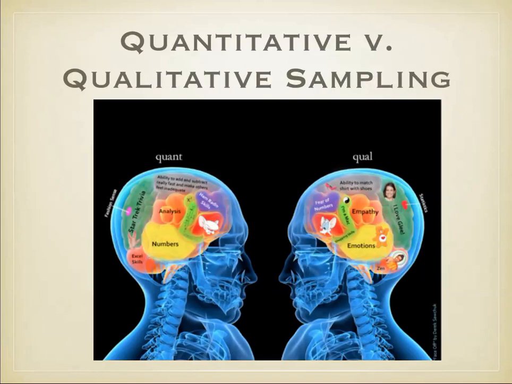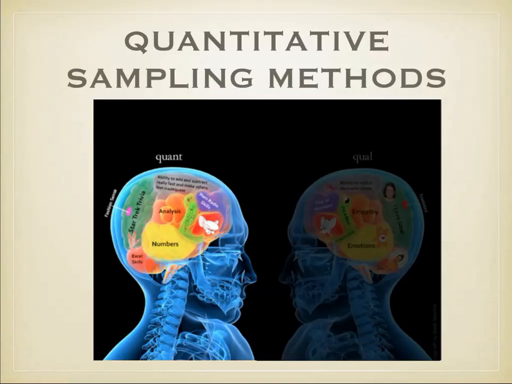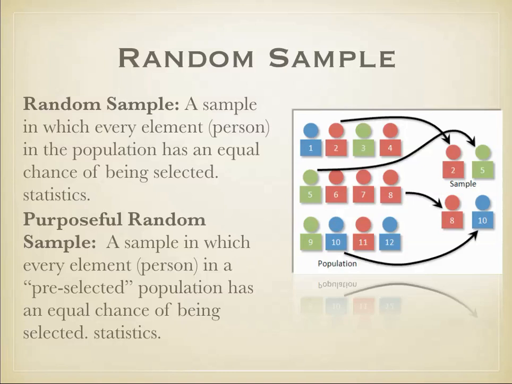Now there is a difference between qualitative and quantitative sampling. What we are going to take a look at is the methodology for quantitative sampling. In quantitative sampling, what we do is we get what we call a random sample, a sample that statistically should be representative of the whole.